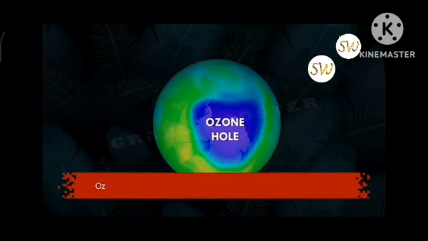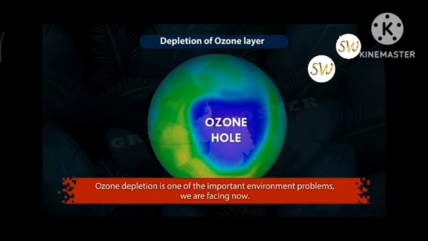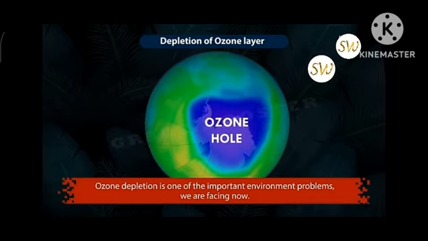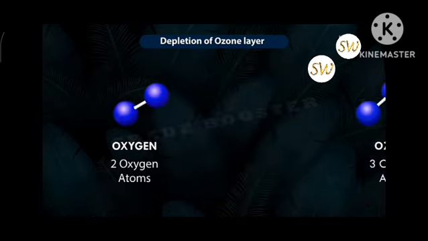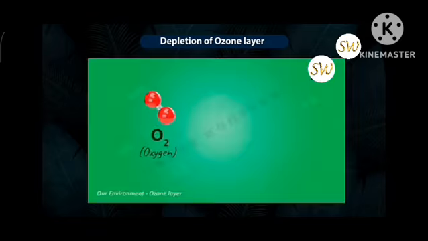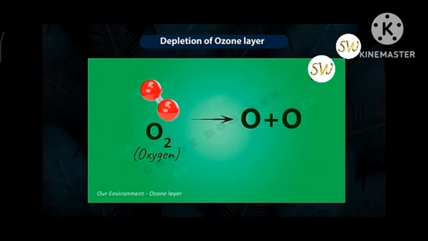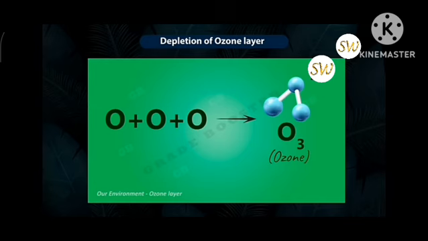Ozone layer. Ozone depletion is one of the important environment problems we are facing now. Let us know about the formation and depletion of ozone layer. Oxygen and ozone both are made up of oxygen atoms, but they both differ a lot in their properties. Oxygen is made up of two oxygen atoms and its chemical formula is O2. Ozone is made up of three oxygen atoms and its chemical formula is O3.